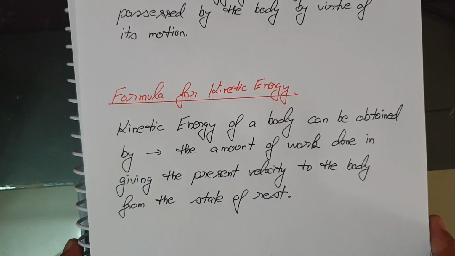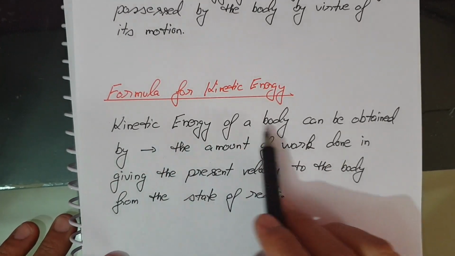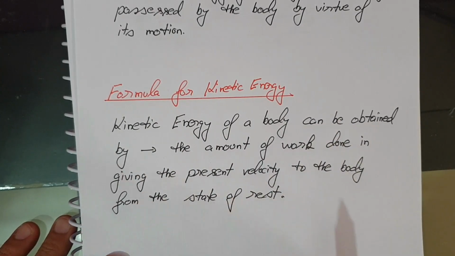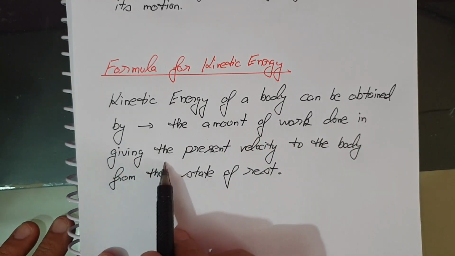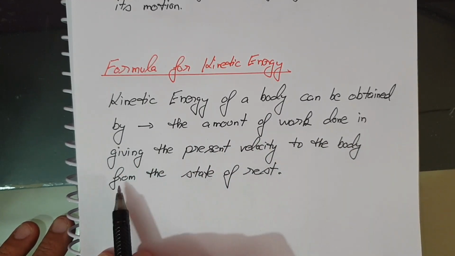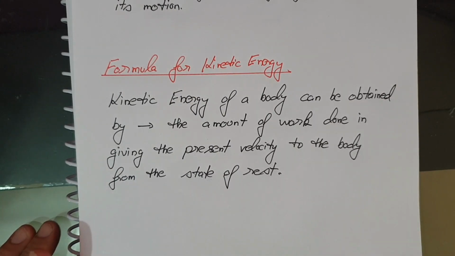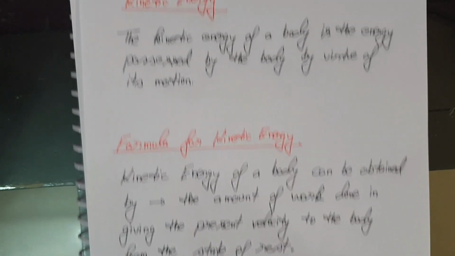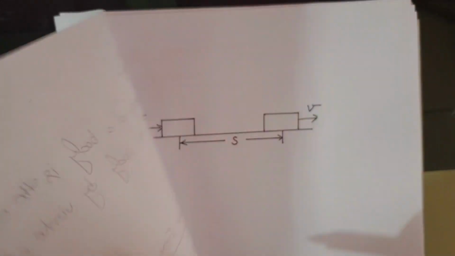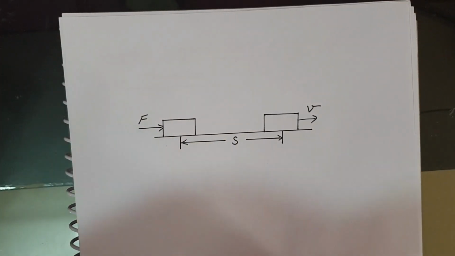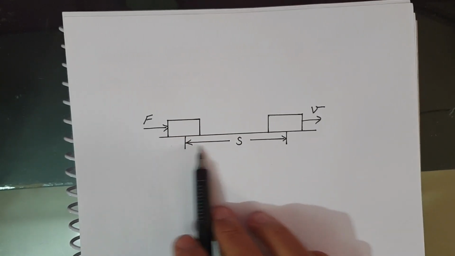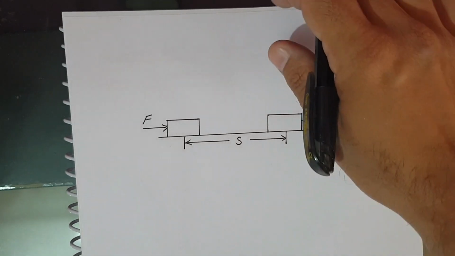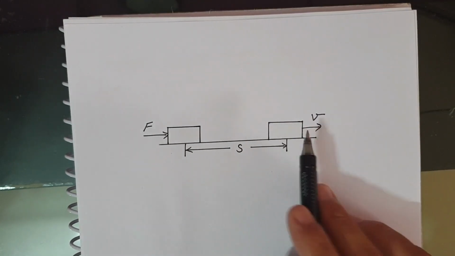Now, the formula for kinetic energy. Kinetic energy of a body can be obtained by calculating the amount of work done in giving the present velocity to the body from the state of rest. Suppose you consider a body on which a force F has been applied and that body was initially at rest. Take this diagram. The force is applied on the body which is at rest, this is the displacement produced in the body, and v is the final velocity acquired by the body.